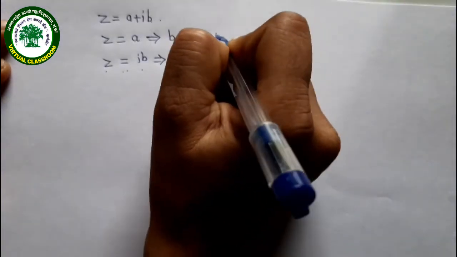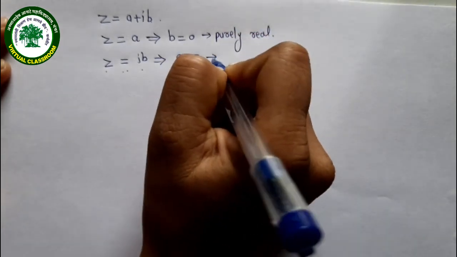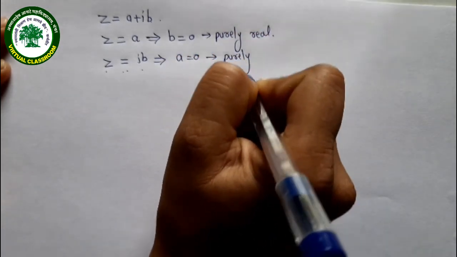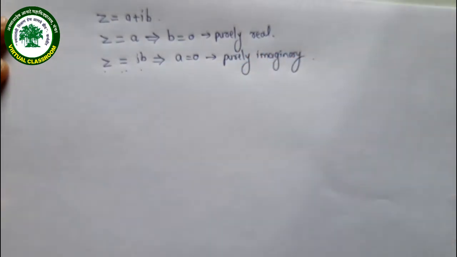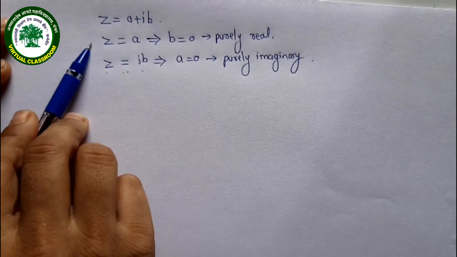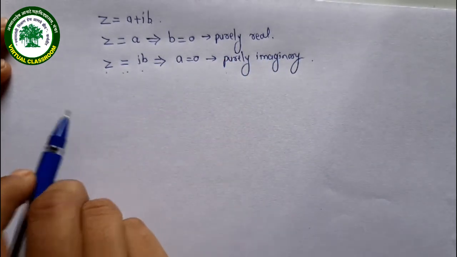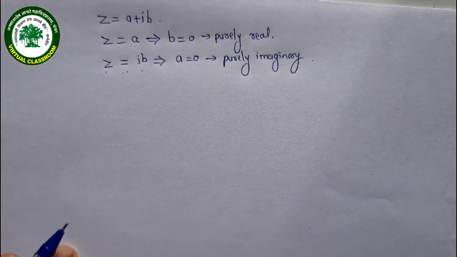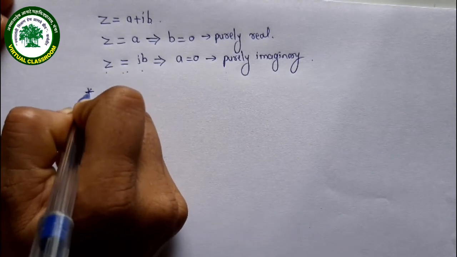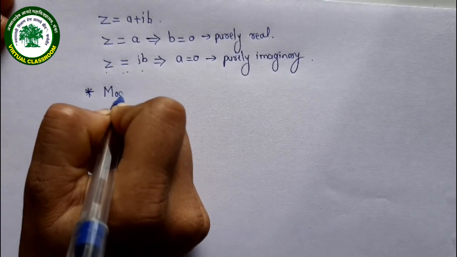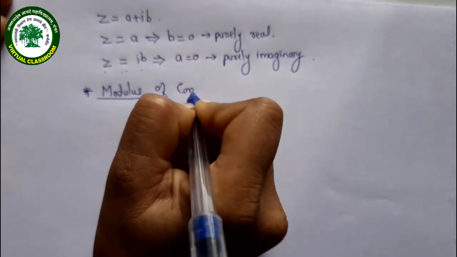In the first case it was purely real, and in the second case it is purely imaginary. So a complex number can be a purely real number as well as a purely imaginary number. In order to get the idea of a new concept about the complex number, that is the modulus of a complex number.